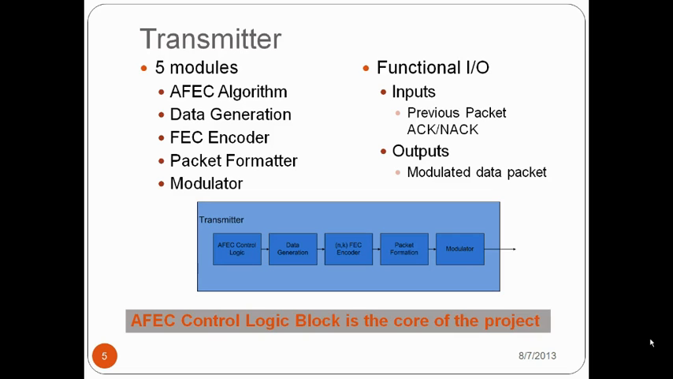After that, it's random data generation in MATLAB. The FEC encoder is just a simple FEC encoder provided by MATLAB. Packet formation takes a repeated pattern for the preamble, a constant start of message delimiter, and then it fills out whatever the FEC type is from the control logic and puts that in the packet.